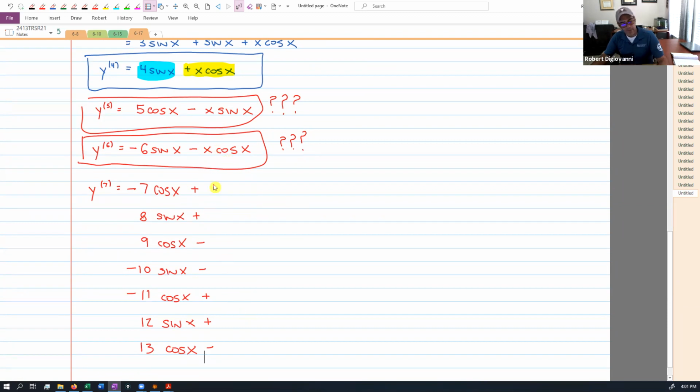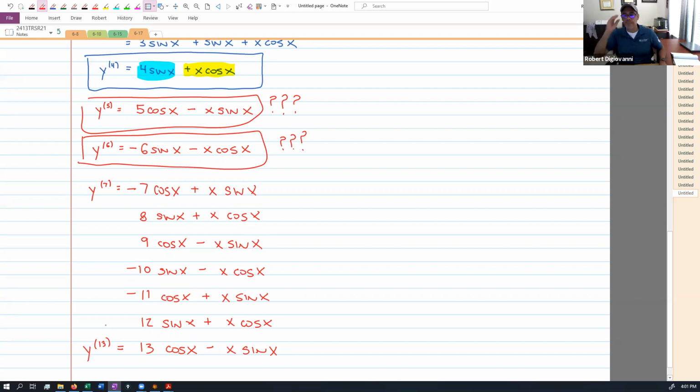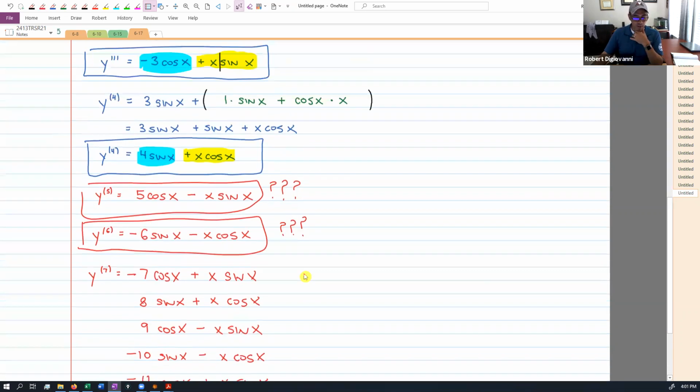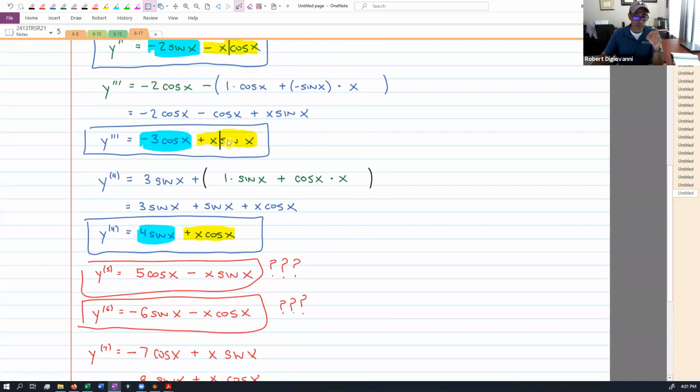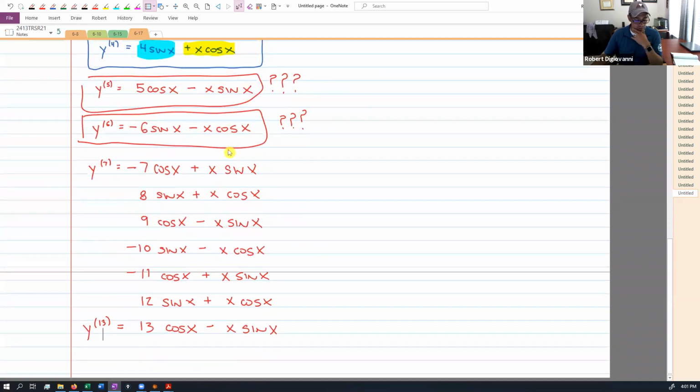And then these just keep flipping. X sine X, X cosine X, X sine X, X cosine X, X sine X, X cosine X, X sine X, and so on and so forth. This would be the 13th derivative. Okay. We're not done. But you can see how a problem like this, the main thing here was just to practice with it, but really that you can start developing patterns with certain functions. You can start to see patterns.